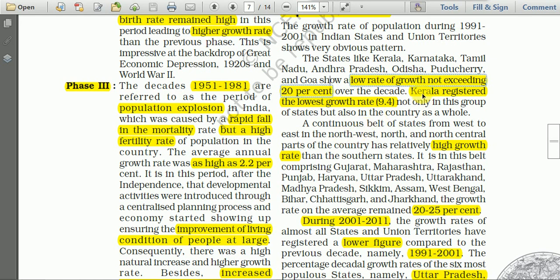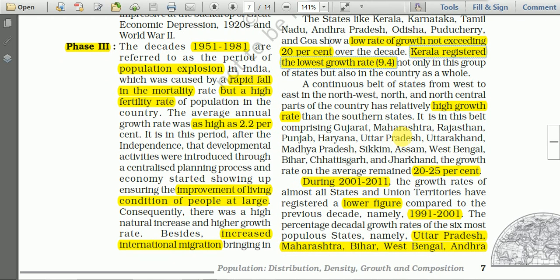And you must know that Kerala registered the lowest growth rate in India, not only in this group but in the whole country. Kerala has a growth rate of only 9.4%. Then a continuous belt of states from west to east in the northwest, then north and the north central part of the country has a relatively high growth rate than the southern states.